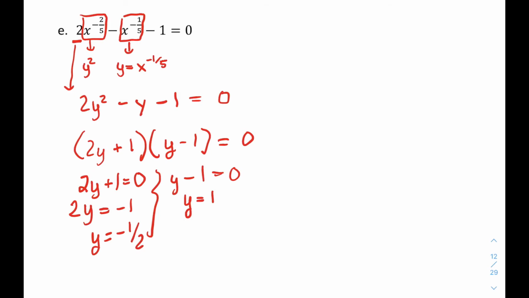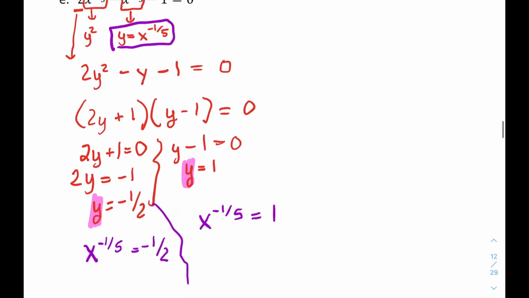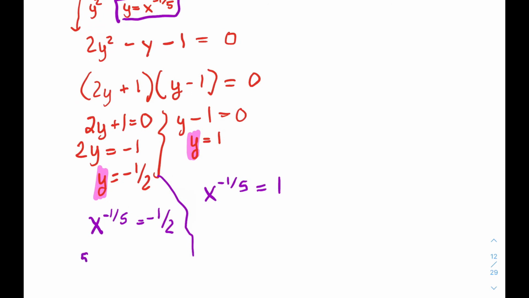Now you're not done because y is not what I'm trying to solve for. I'm trying to solve for x. And y stood for x to the negative 1/5 power. So I need to turn this back into x to the negative 1/5 power equals negative 1/2, and x to the negative 1/5 power equals positive 1. Those are negative exponents, so I'm going to go ahead and flip it and make it 1 over the 5th root of x, because that's what 1/5 power is.